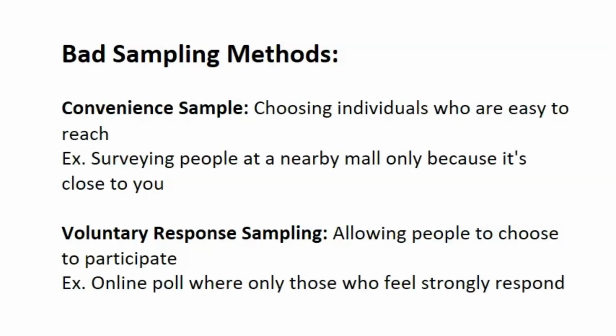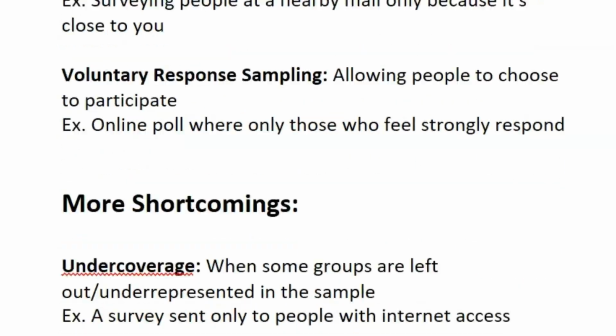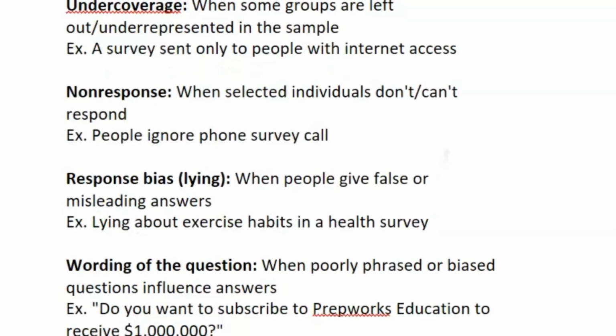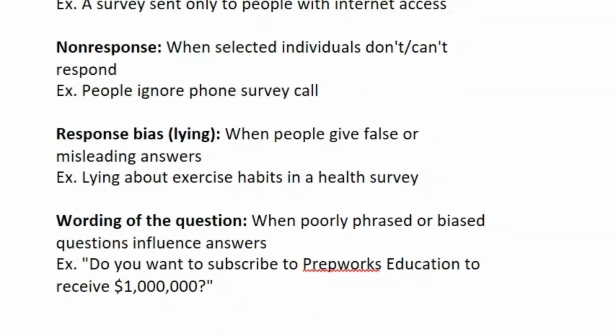You're giving them the choice, right? So that introduces bias, and that's why it's a bad sampling method. Here are a couple more shortcomings. Number 1 is undercoverage. So when some groups are left out or underrepresented in the sample. For example, if you send a survey only to people with internet access, then people who don't have access to the internet can't give their opinion, and therefore that is undercoverage.